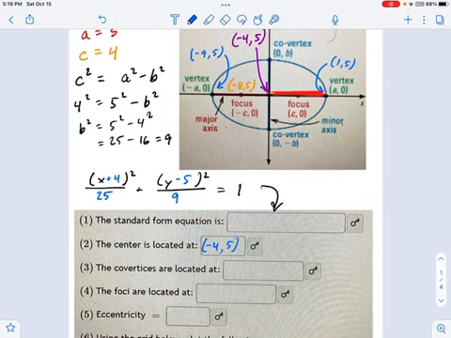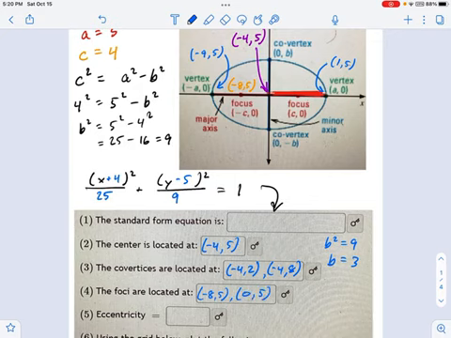The co-vertices are located at, well, if you go up a distance of how much? B squared is 9. So if B squared is 9, that means B is 3. We need to go up 3 and down 3 from the center. That means this is going to be negative 4 comma 2 and negative 4 comma 8, going down and up by 3. The foci are located 4 left and 4 right from the center. That's that 4 value up here for C. So this is going to be negative 8 comma 5 to the left, and to the right, that's just going to be at 0 comma 5.